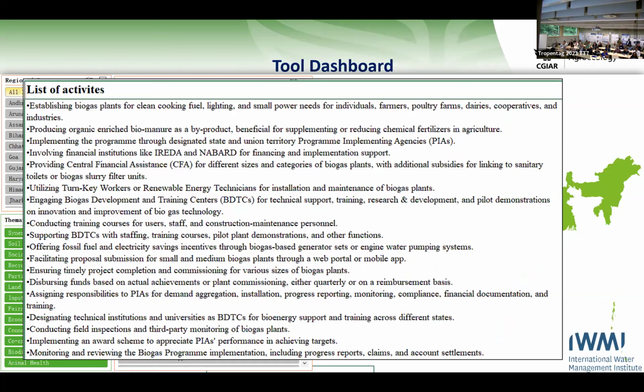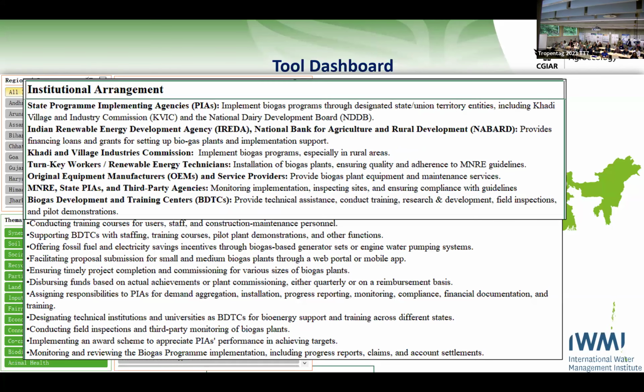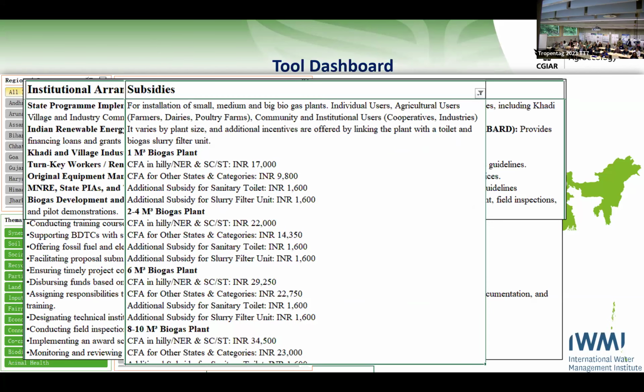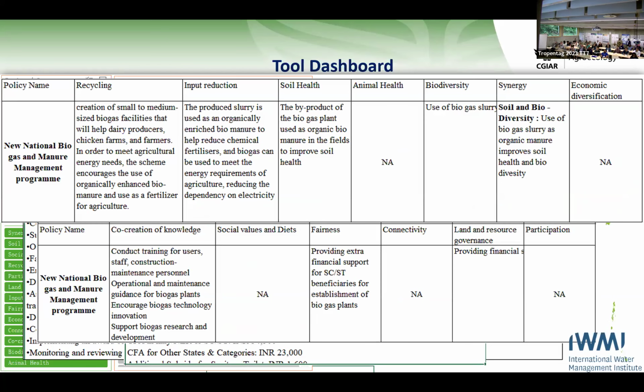And so this is the output. Like if you click on list of activities within a policy, to list all the activities, what is the institutional arrangement within the policy, and also subsidies. Let's say this is an example for a biogas plant, recycling aspect of agroecology. It will tell you if it's a 1 meter cube biogas plant, these are the subsidies for various categories of people. And it will also display the information on activities relevant to agroecological principles.